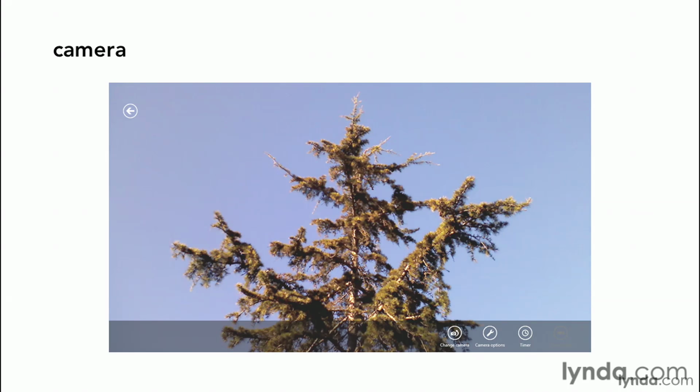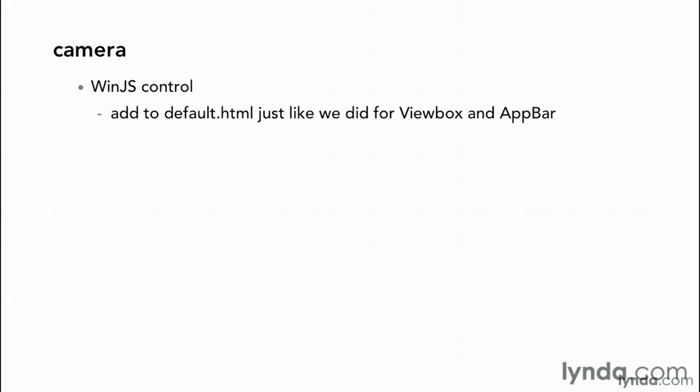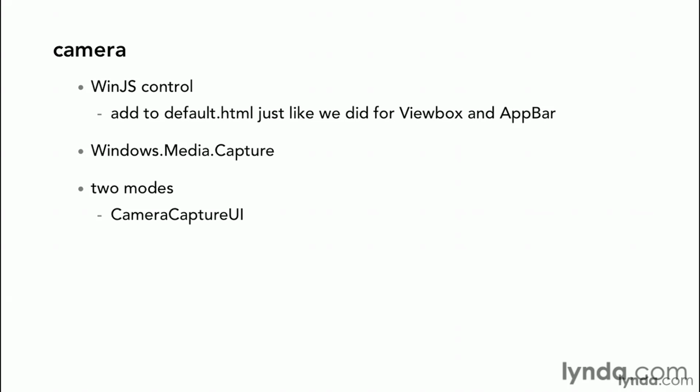The camera API is going to call into WinJS, just like we did for the view box in the app bar. We're going to use the Windows Media Capture. There's two modes for Windows Media Capture. There's Camera Capture UI, and there's Media Capture. Media Capture will allow you to control every pixel on the screen, and Camera Capture UI will build the default camera UI that people will be used to when using Windows. We're going to use Camera Capture UI.